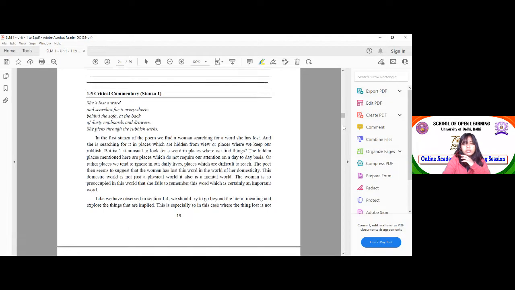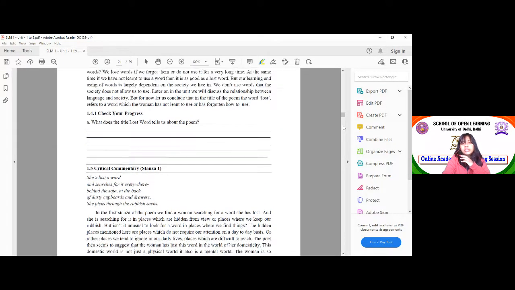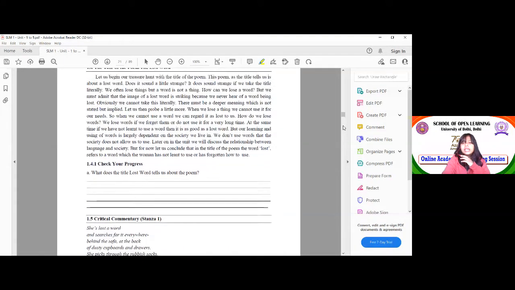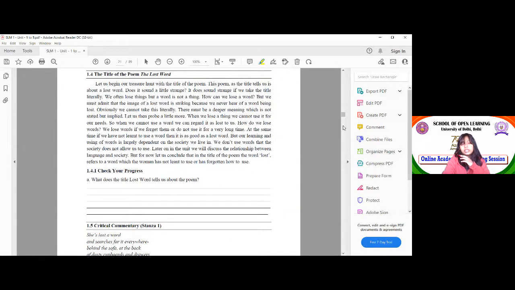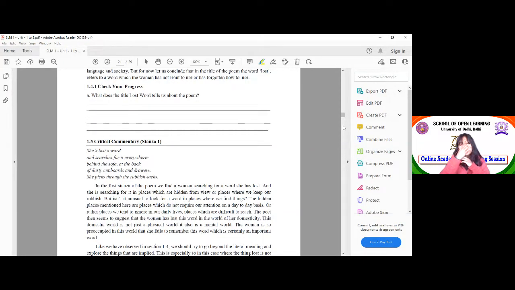When you start something, try to understand the title. Now there's this small exercise that they have given you to check your progress, which is what does the title of the lost word tell us about the poem. You can do this on your own to see whether you understand, because I am teaching you how to understand. So in that case, you can answer this for yourself, which will help you.